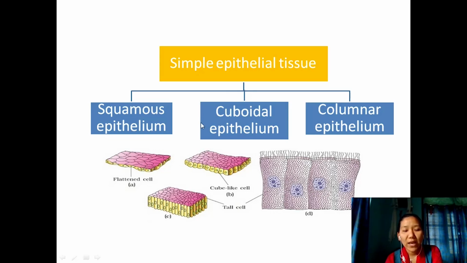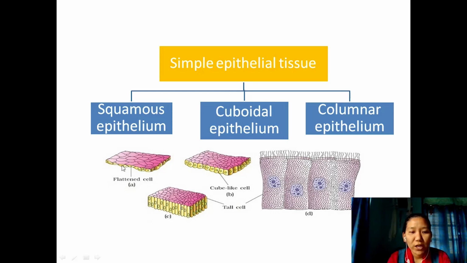And in all the epithelial tissues, whether squamous, cuboidal, or columnar, these tissues are placed on a basement membrane or basement substance. This is a non-cellular structure called the basement membrane. So squamous epithelium cells are flat, very thin; cuboidal cells are cube-like; and columnar cells are very long and slender, like a pillar.